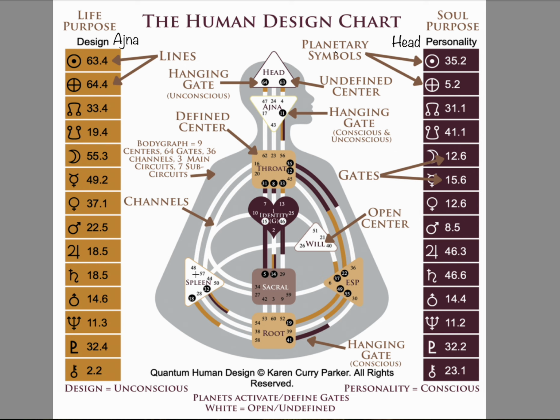Then you have your spleen center and the root center. So these 9 energy centers have gates on them. That's what these little numbers are here. And anything that is in your chart that is colored in is considered activated, or a defined gate. Anything that's open, so any of these white lines, these are open channels and open gates. Those are not defined in your chart.